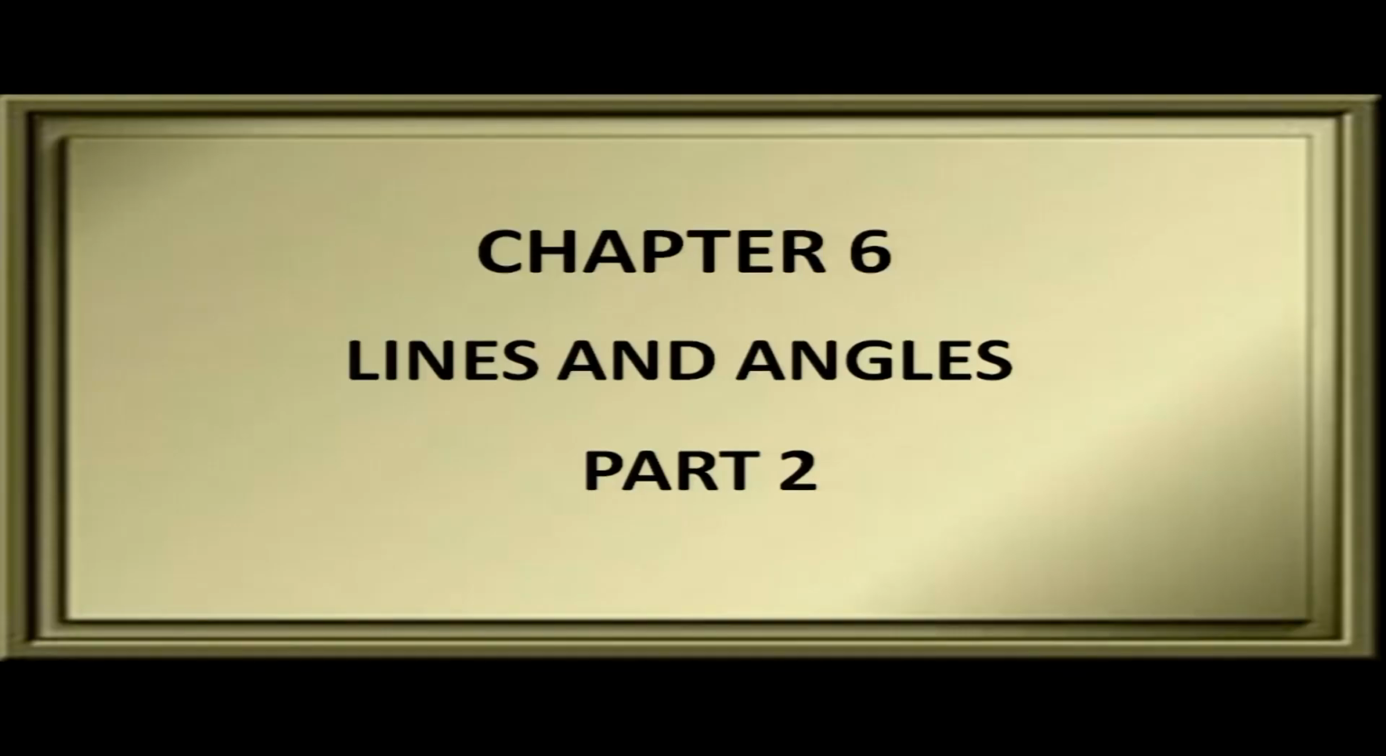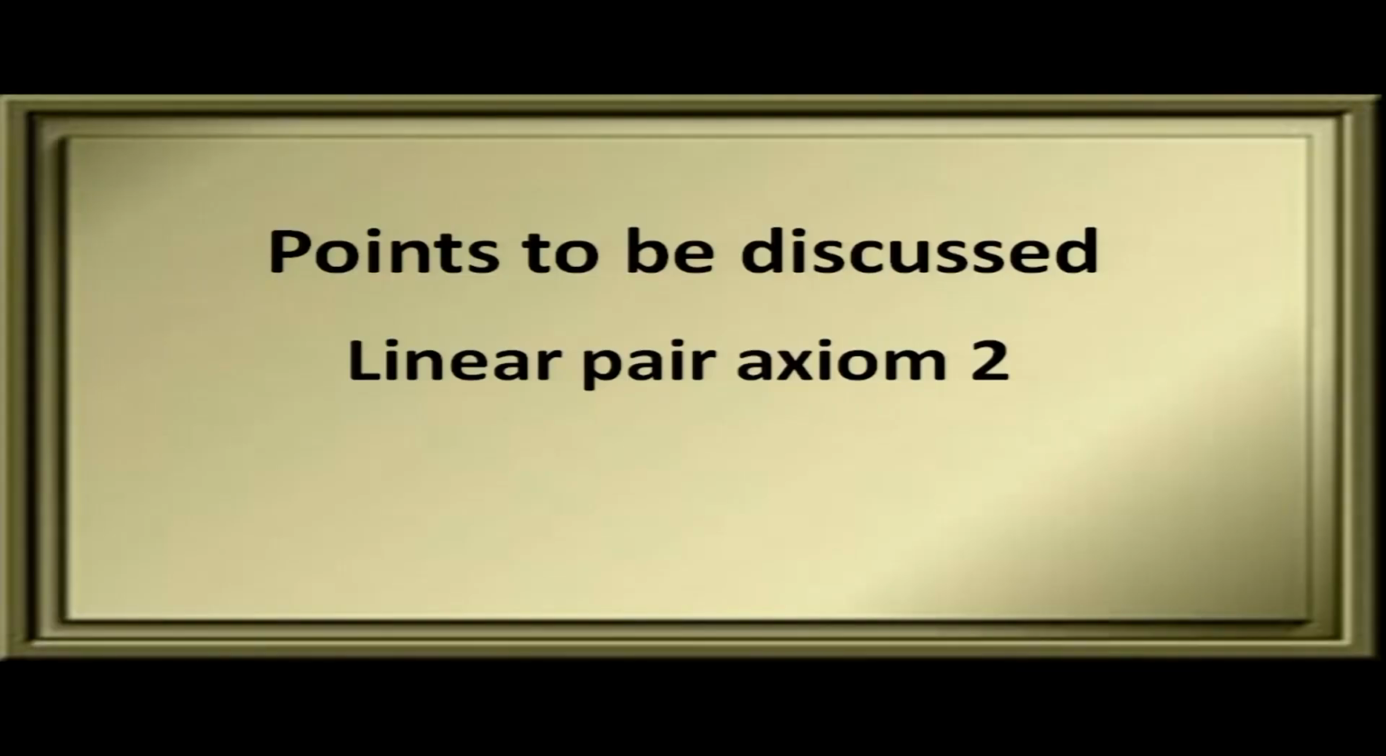Welcome dear students. We are going to learn from class 9 mathematics chapter 6, lines and angles, part 2. Dear students, today we are going to discuss linear pair axiom 2. In earlier classes we have discussed axiom 1 and vertically opposite angles.